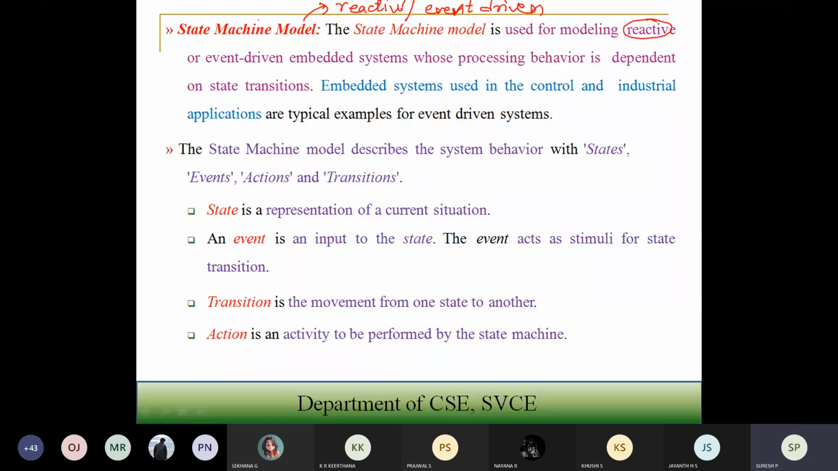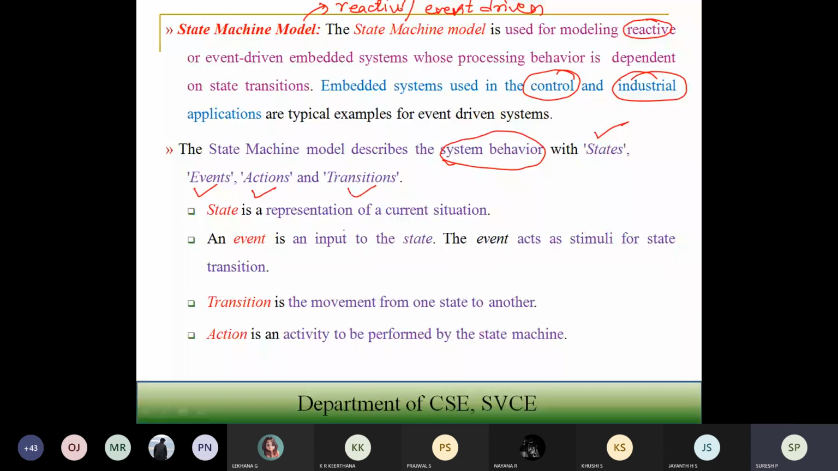Okay, so the event is going to happen. The state machine model describes the system behavior. It describes the behavior of the state, what type of event is going to happen, what action I have to take after that event, and after taking the action, from which state to which state the transition is going to go.